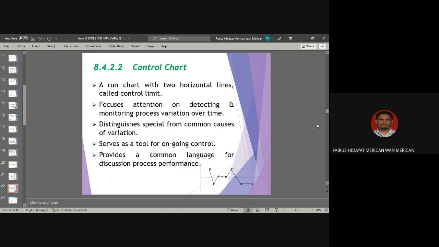And the other one, still in the second of the 7 tools, the control chart. So it is a run chart, basically, but with 2 additional horizontal lines called the control limit. So you have at the top the upper control limit, and the bottom is the lower control limit. Like the run chart, it also focuses on detecting and monitoring the process variations over time. And it also helps to distinguish between the special causes of variation from the common causes. It's also a tool for ongoing quality control and provides common language for discussions on process performance. So it's basically just the same as a run chart, except for these 2 additional lines.